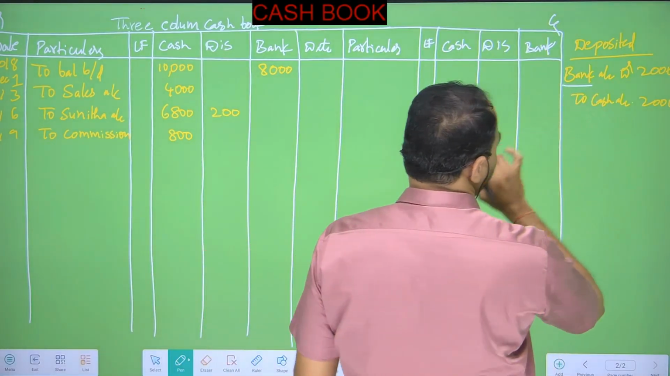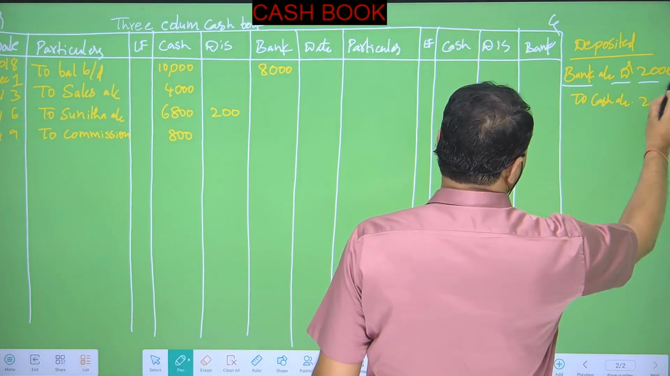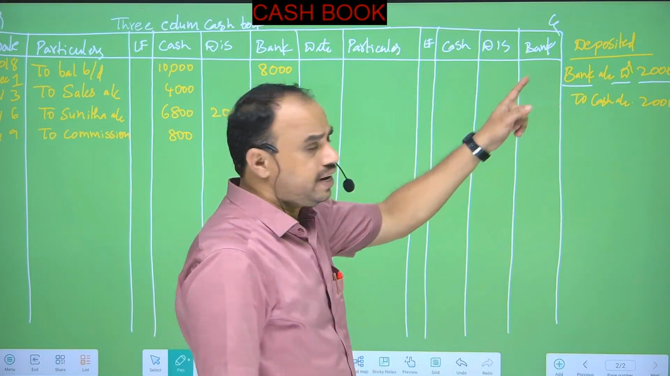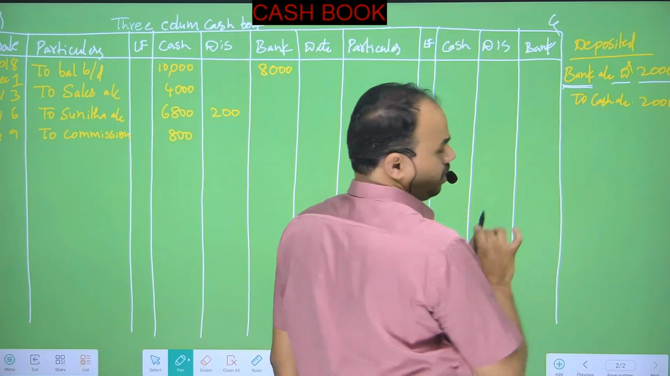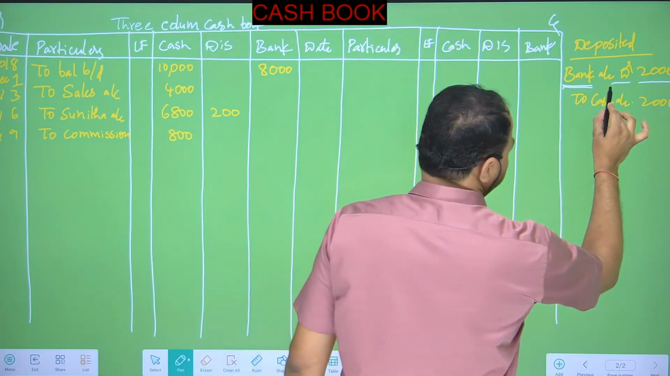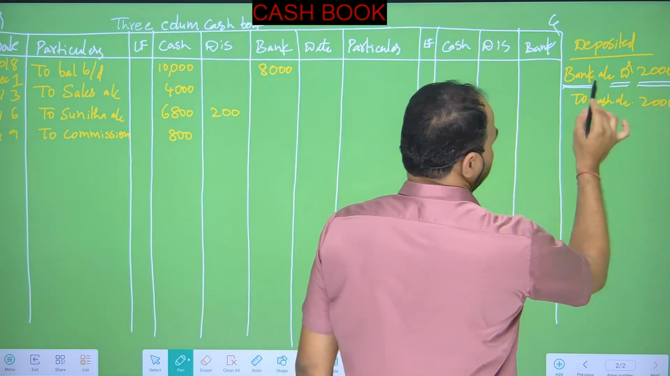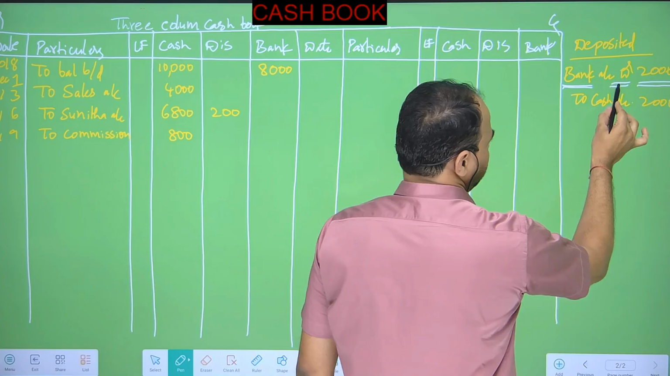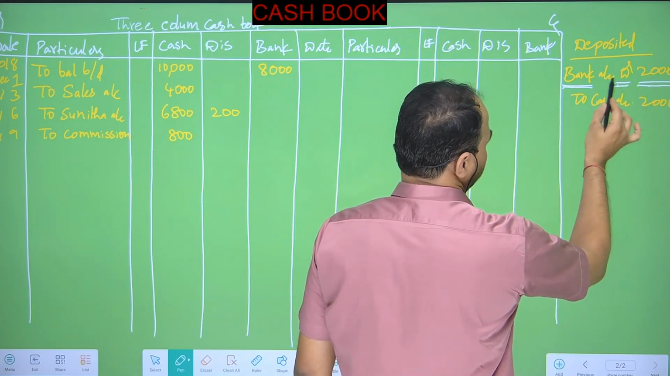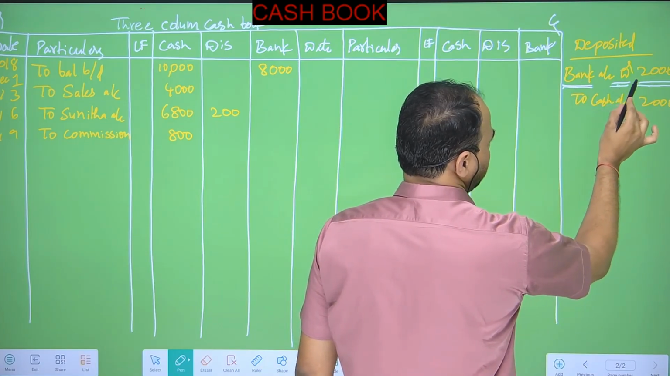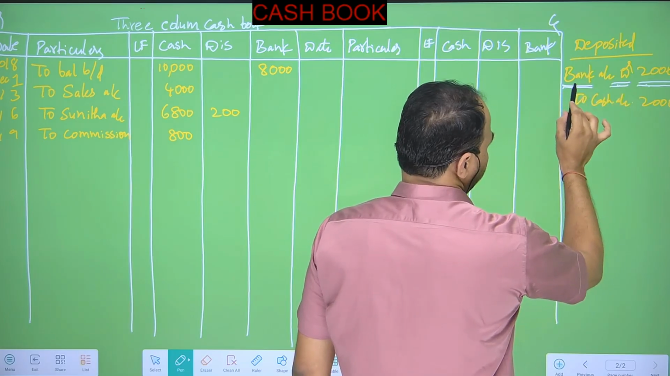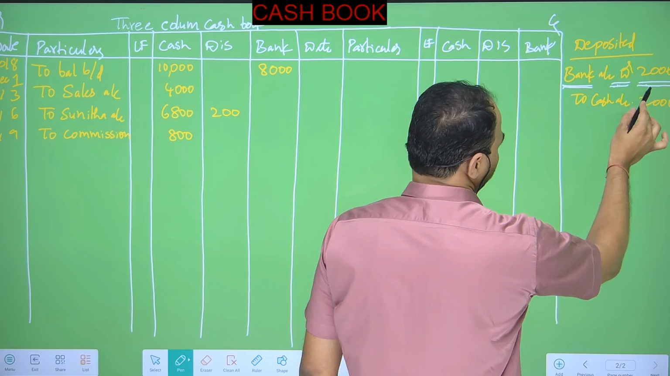Write in the bank column, debit side, 2,000. Which column do we have to write in? Bank column. Which side? Debit side. How much amount? 2,000 rupees. Write in the bank column, debit side, 2,000 rupees.